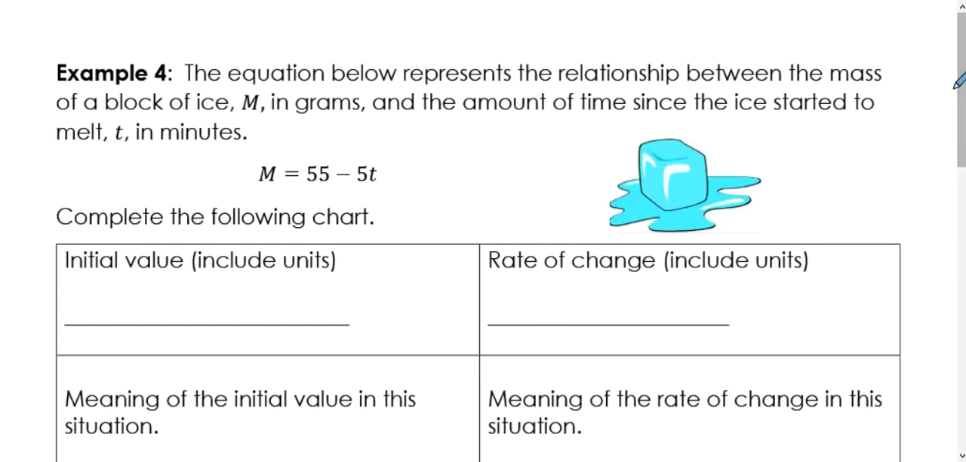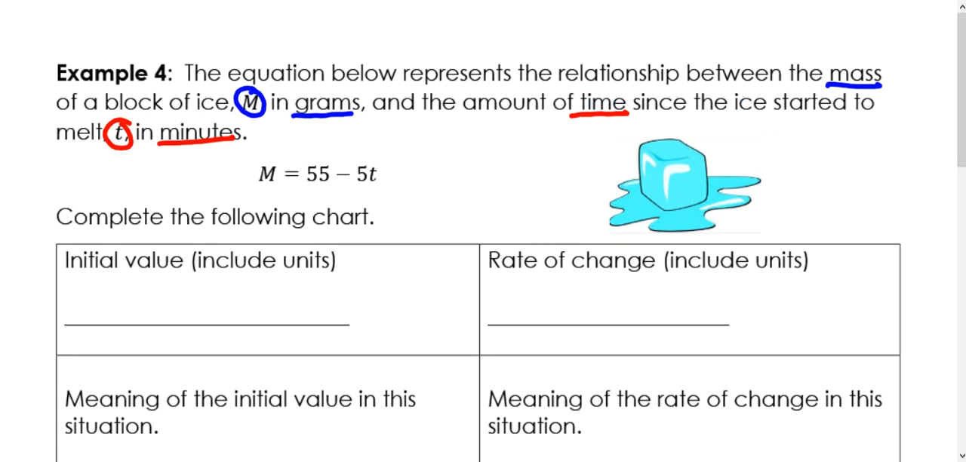All right. So sometimes we could give you the equations and then we could talk about what they mean. So the equation below represents the relationship between the mass of the block in grams, m in grams, and the amount of time since it started, t in minutes.